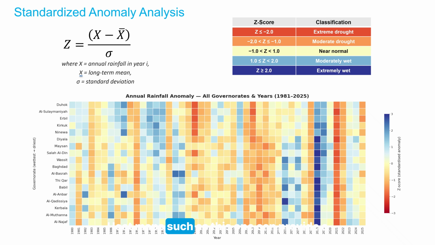Heat maps such as this one can provide a quick overview of rainfall anomalies across all the Iraqi governorates, illustrating a more regional drought in northern Iraq in 1999 and a severe drought across the whole of Iraq in 2021.